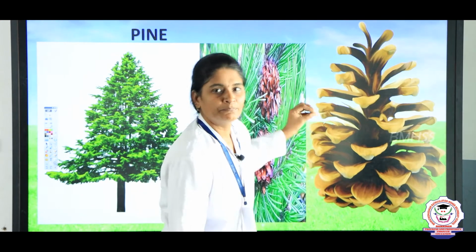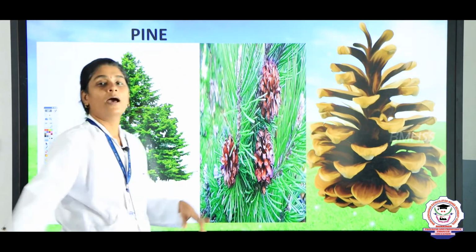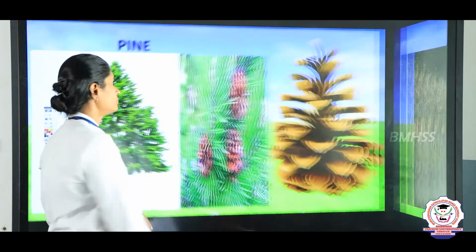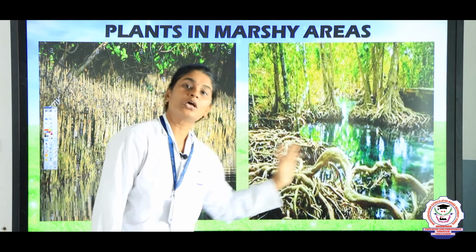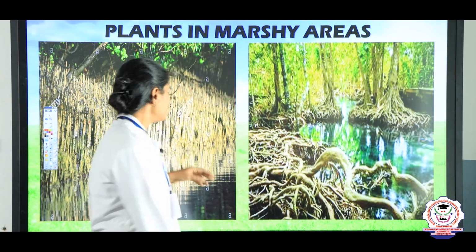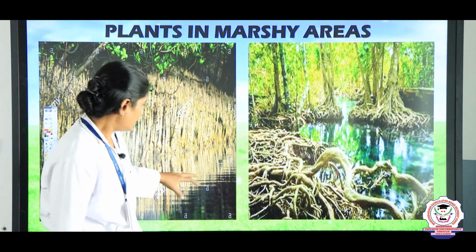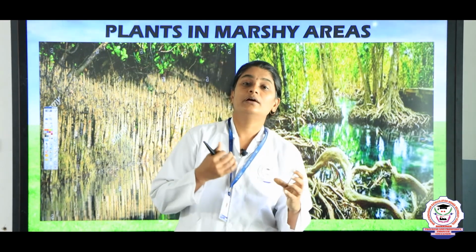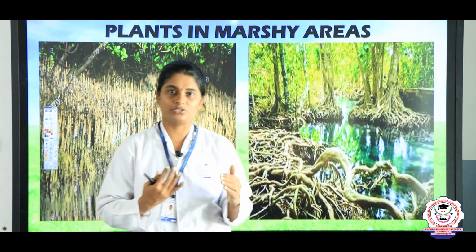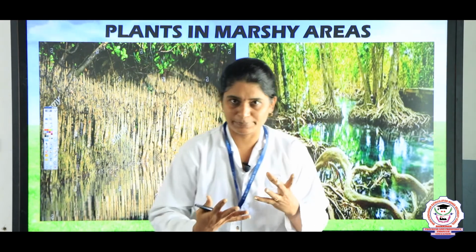So we can see evergreen trees are found on the mountains. So this is about plants on mountains. Now let's see some plants that grow in marshy areas. In the marshy areas the soil is very sticky and clayey, with a lot of water present, right?